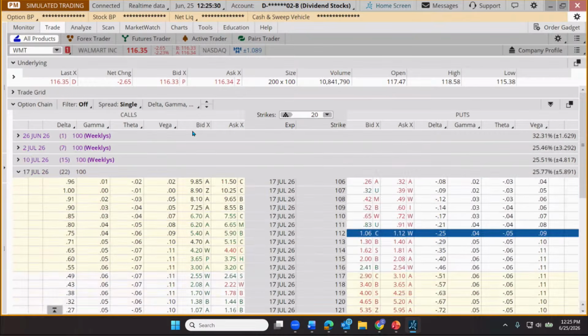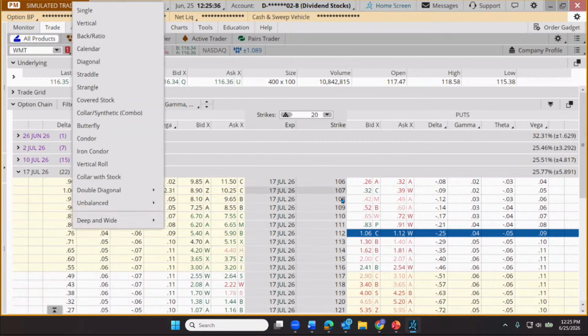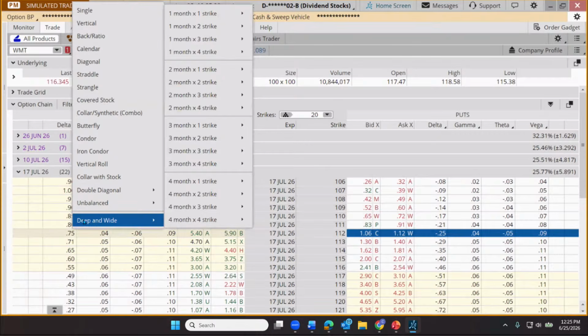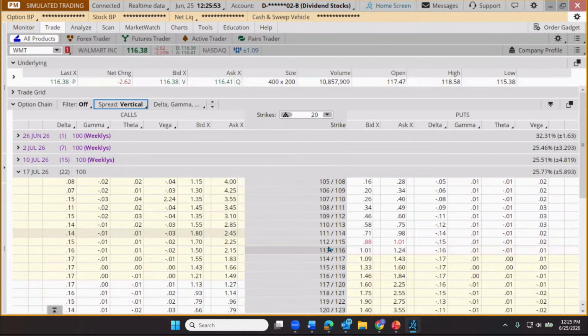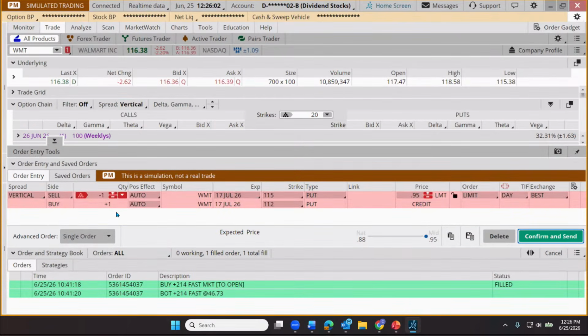There's another way that we could do that. Tell me if you've used this technique before. We can go up to spread single. It's showing us all of the single strikes. And instead, I'm going to go to deep and wide and choose 1 month. Both of our contracts are in the same month, 17th of July. But I'm going to choose 3 strikes apart. So if I then choose vertical there, notice it pairs up the 112 with the 115, and I can just click on the bid price, and that creates that vertical spread. Doesn't matter which way we go. It's not like there's a savings or anything like that to do one or the other. But it looks like our credit has shrunk a bit. Let's see if we can get 90 cents for this.